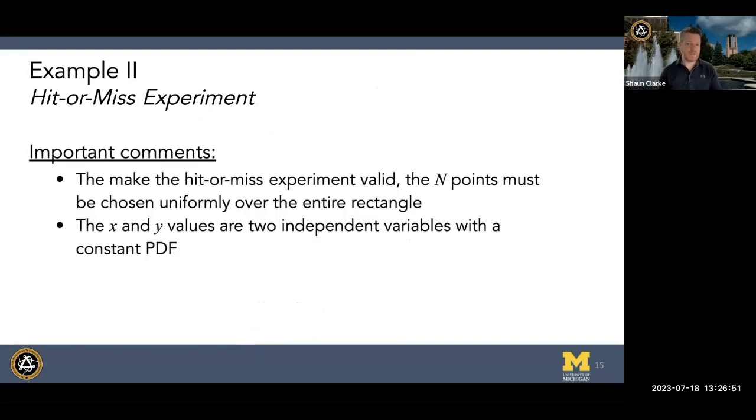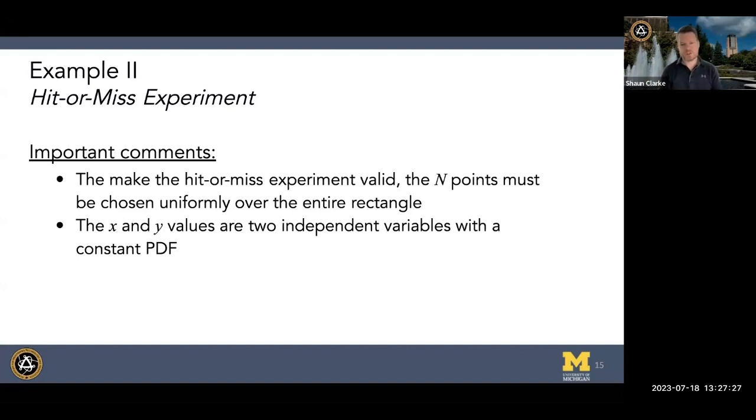So comments, again, for this type of experiment to be valid, these positions must be chosen uniformly over the entire rectangle, which means you don't want to bias your sample. In order for that ratio of n over N to be representative of the area of S, you have to fully cover the space of the rectangle, which is handled by the fact that our random numbers are ranging from 0 to 1, and we use a CDF. So this is fine. And again, the x and y values must be independent of one another from a constant PDF.